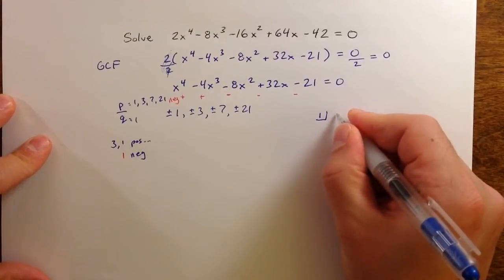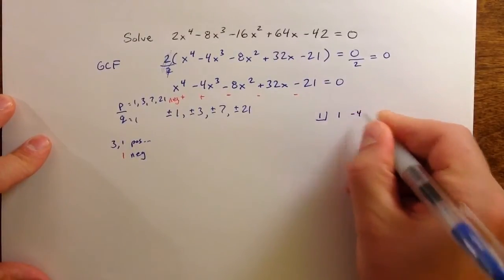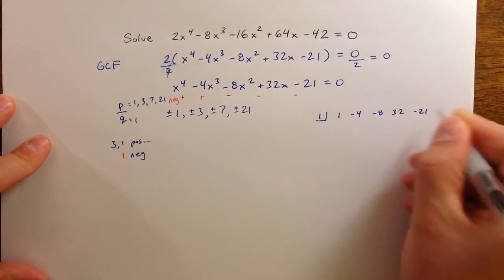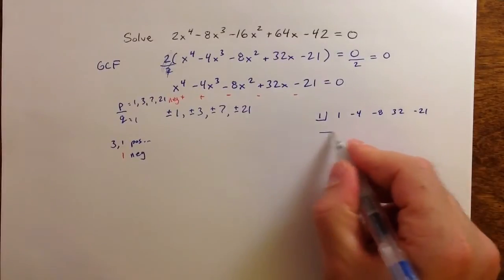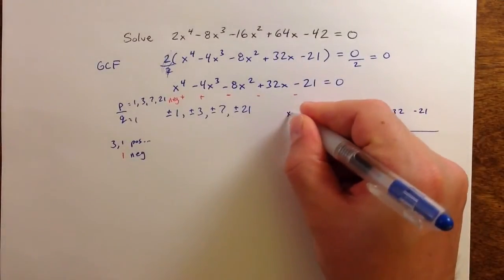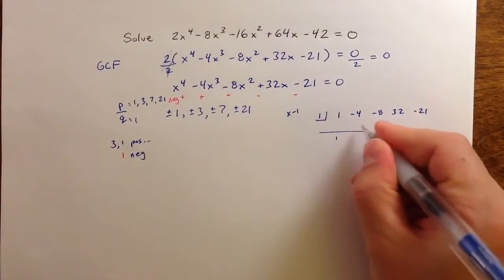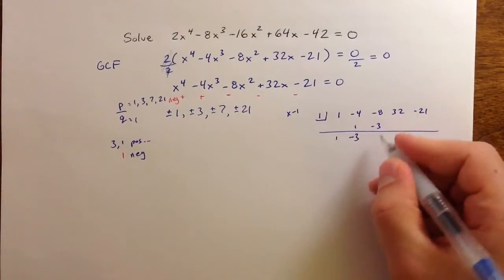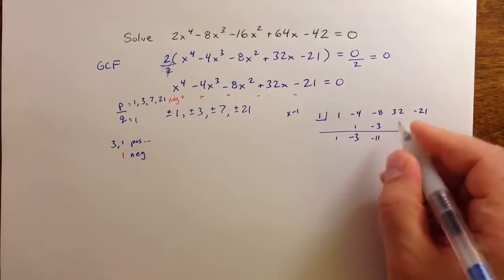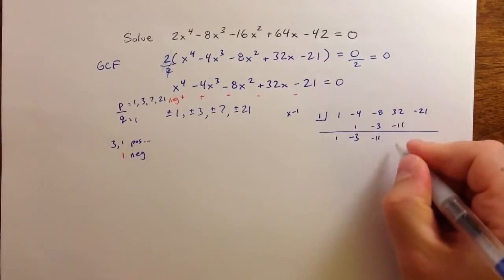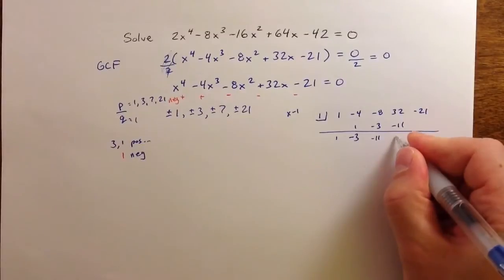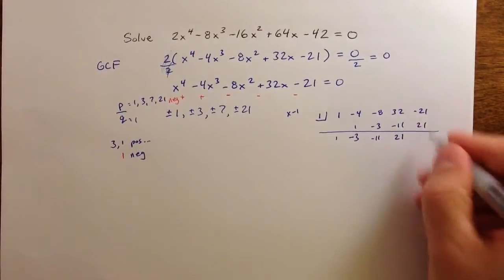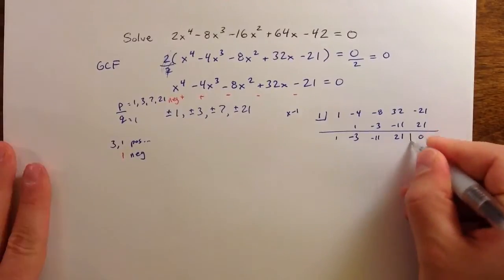So if I plug in 1 and look at the coefficients, 1, negative 4, negative 8, 32, and negative 21, I can divide this. Essentially, we're dividing by x minus 1. Bring down the 1, times 1 and add. Times 1, I get negative 3. Adding is negative 11. Negative 11, adding, I get 21. But then multiplying by 1, I get 21. And then adding, I get 0.